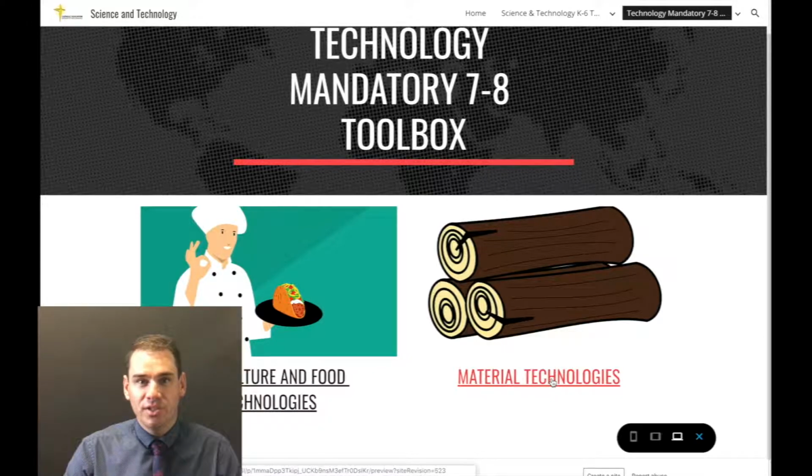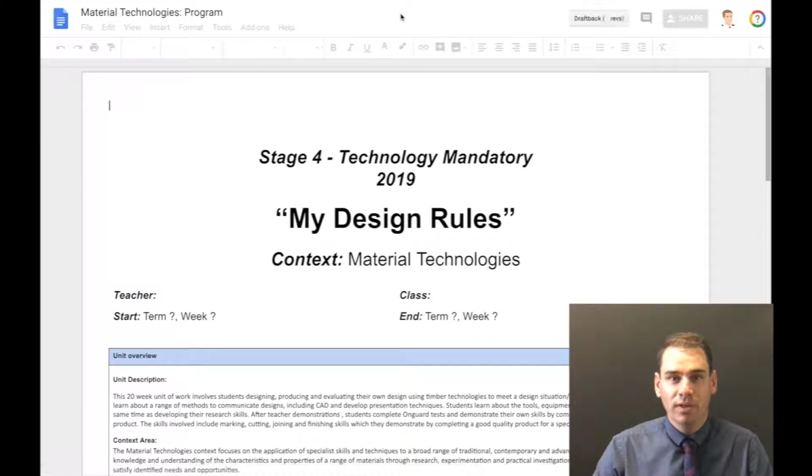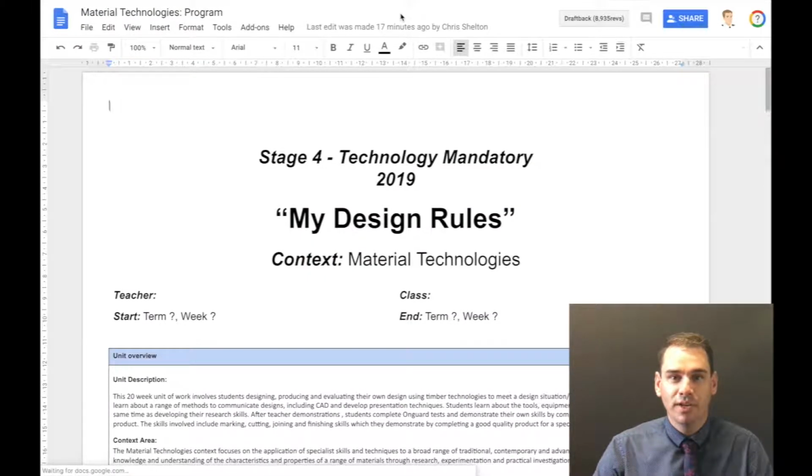The Materials Technology unit has been written from a timber technologies focus. The reason why we chose timber technologies was not to shun other valuable contexts such as textiles, graphics, electronics. Food and ag have now got their own context, so they're separate and they're taken out of the Materials Technologies mix.